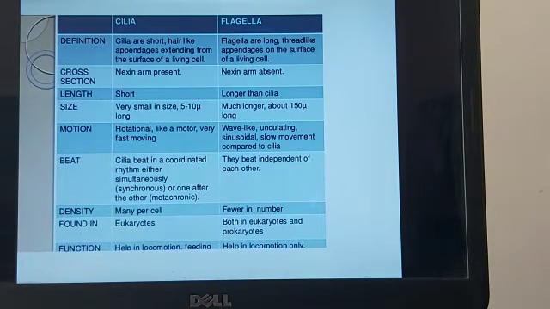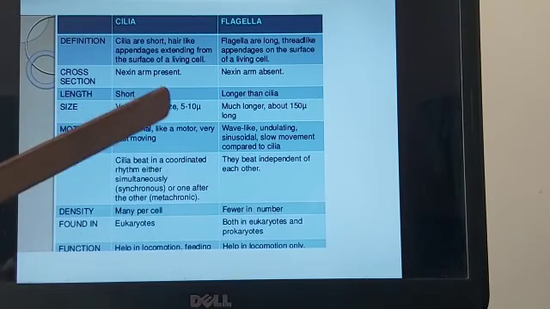The difference between cilia and flagella is very important. Cilia are short hair-like appendages. Flagella are long thread-like. Cross section: nexin, a kind of protein, is present in cilia, absent in flagella. Length is short in cilia, and flagella are longer. The length is 5 to 10 microns in cilia, and here 150 microns is the flagella.